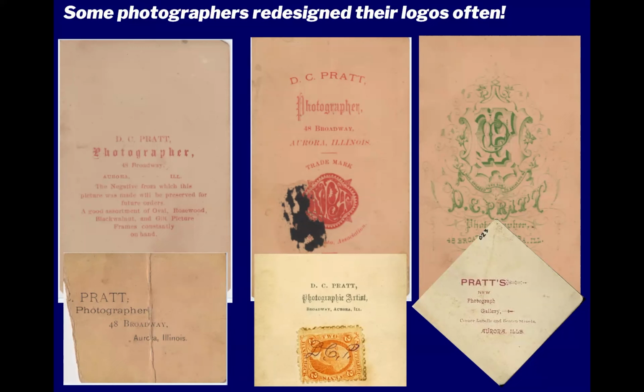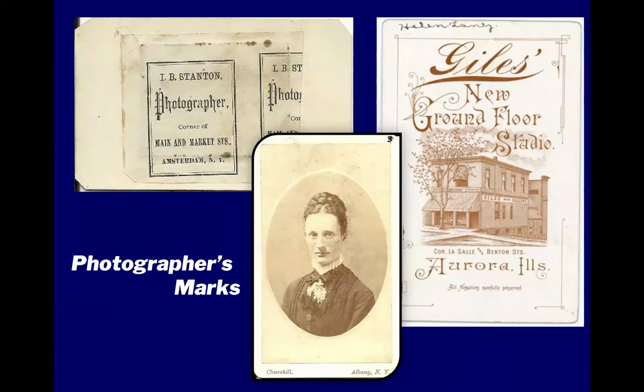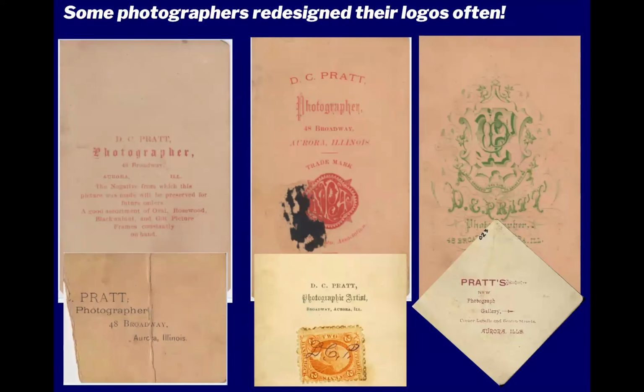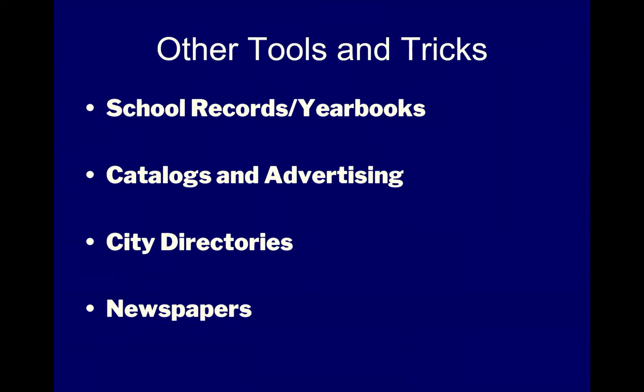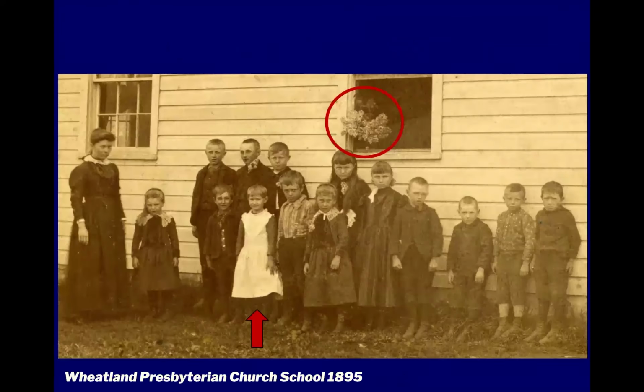But wait a second. At the corner of LaSalle and Benton Streets, didn't I just see that? Giles, new ground floor studio, corner of LaSalle and Benton Streets. So either Giles sold to Pratt or Pratt sold to Giles, it would be my duty to then figure out which was the case. So I would just start looking through these resources, right? I would look through these city directories, I'd look through these newspapers and these catalogs to try to figure out when did that occur.